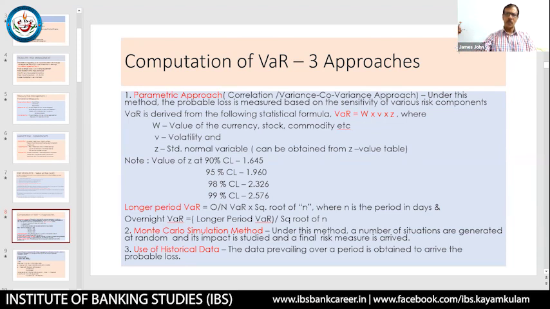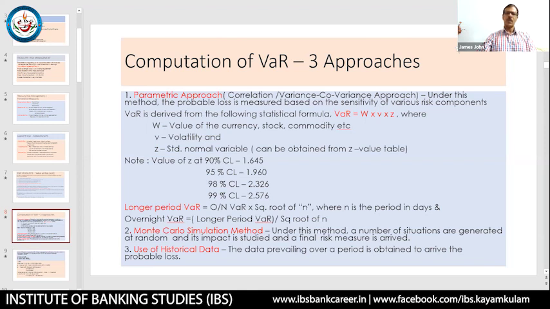So these are the 3 methods of computation of VAR, value at risk. One is the parametric approach, where the formula is W into V into Z. Next is Monte Carlo simulation. Numericals will not be asked. You just learn the method. In this method, they arrive at the risk by generating random situations. They make some simulation, and based on that they study and have a final measure. That method is known as Monte Carlo simulation.